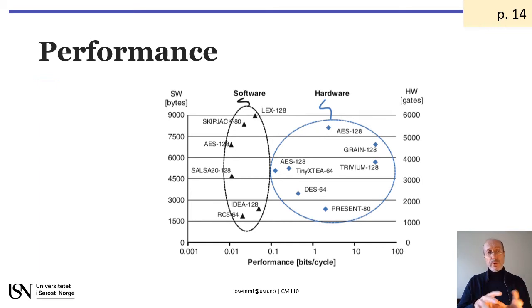Cost is mostly associated with design time, and benefit is frequently associated with performance in the form of speed. This graph compares the software and hardware implementations with respect to speed, and you may find it interesting to check what is said with this respect in page 14.